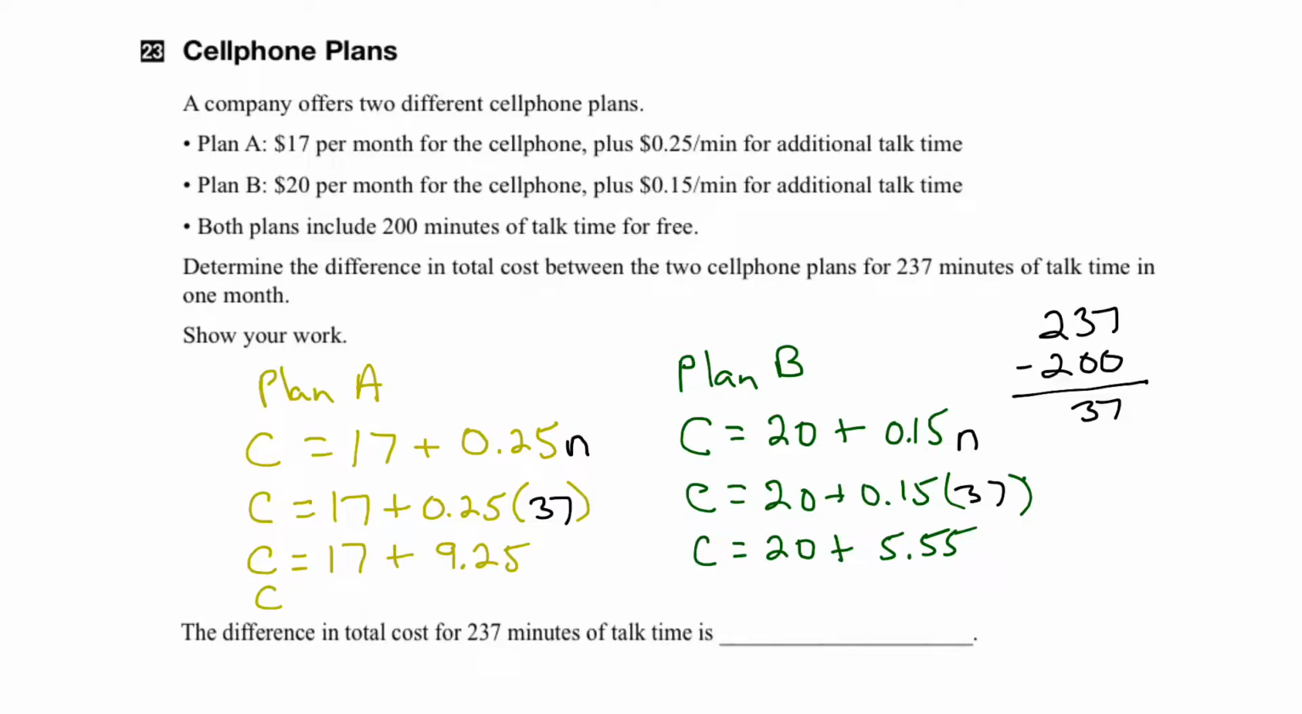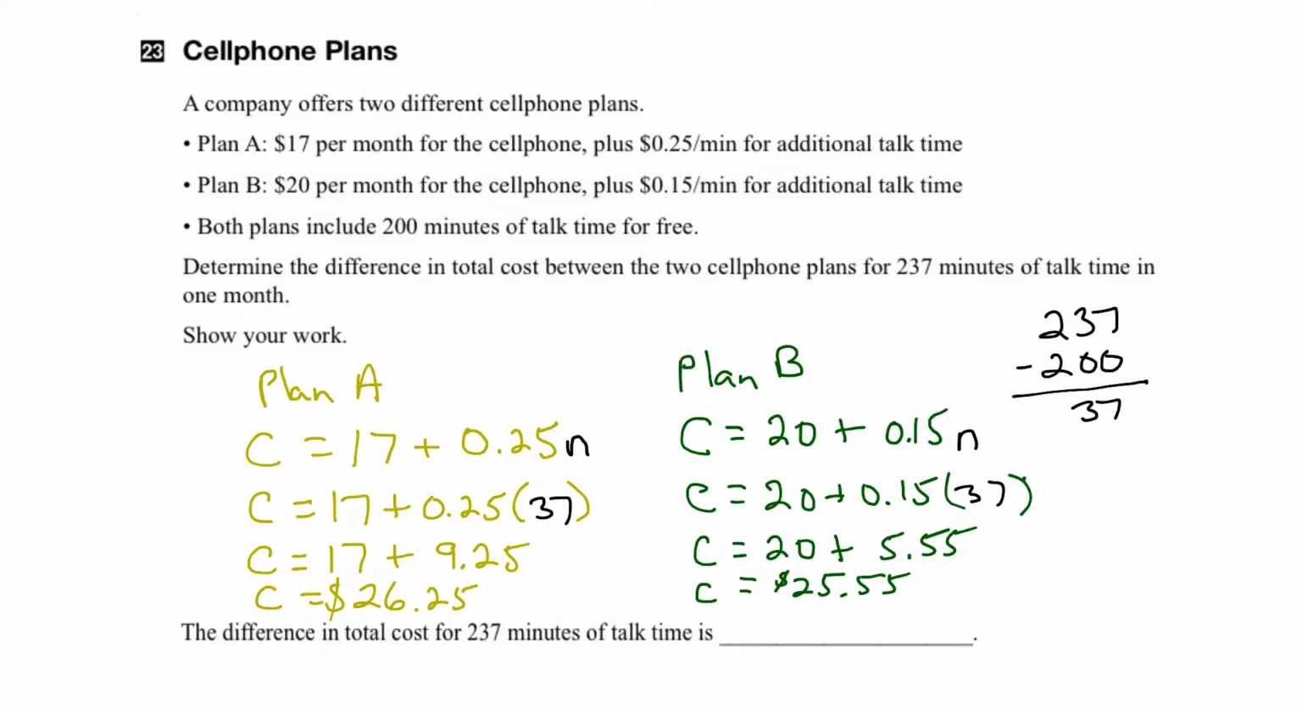So for Plan A, if we add those two values together, the total cost in 1 month would be $26.25. And for Plan B, the total cost would be $25.55.